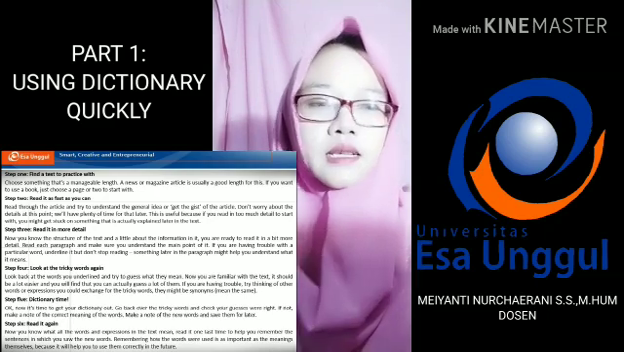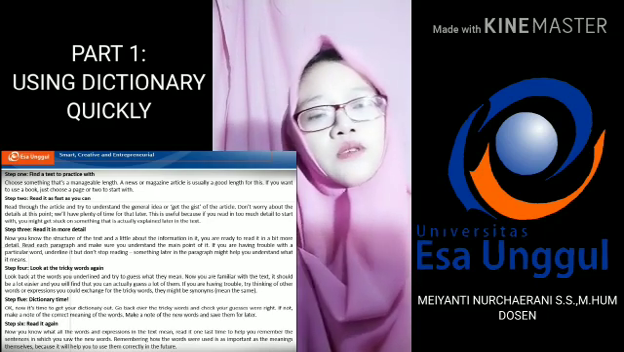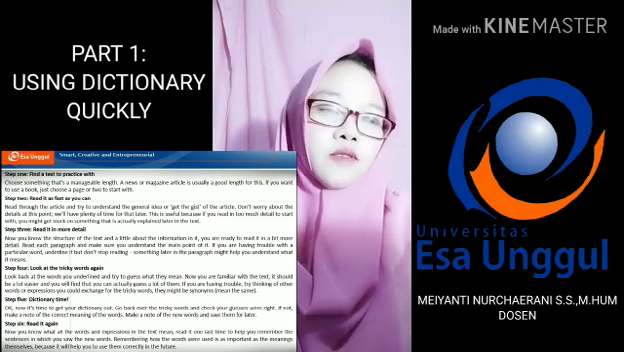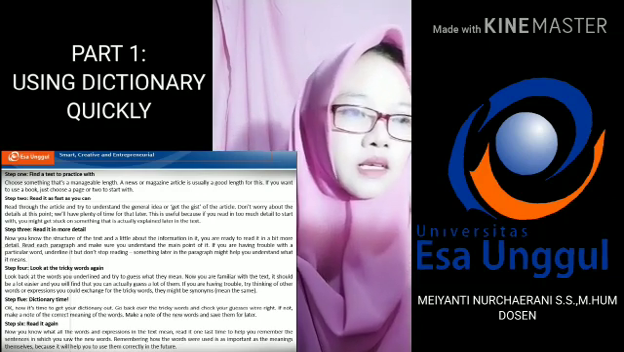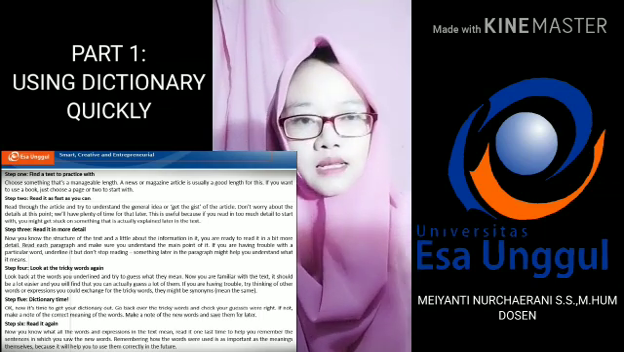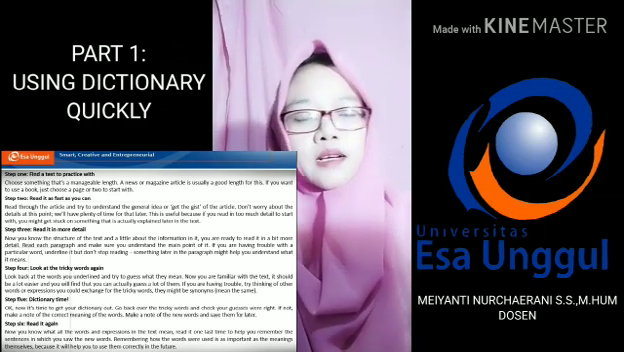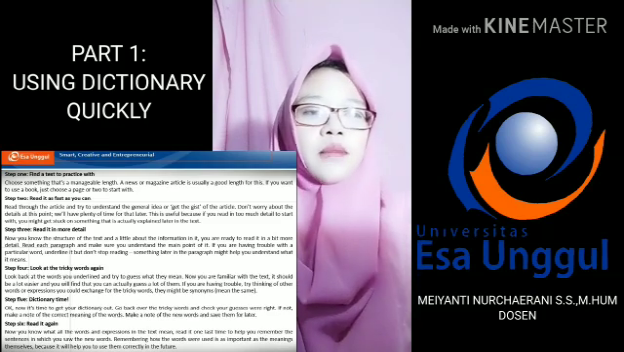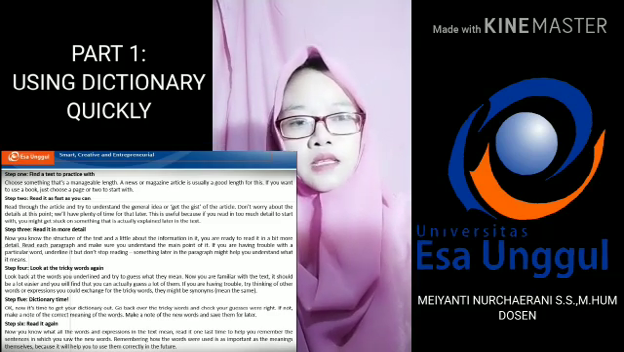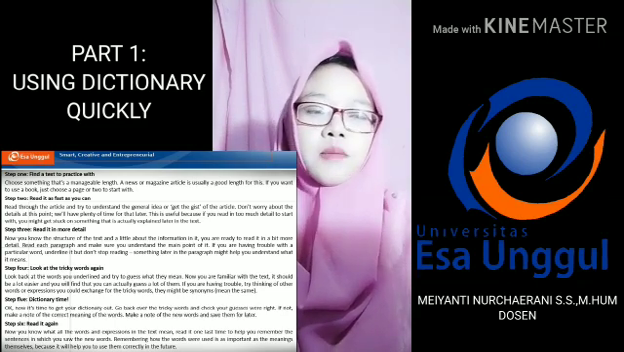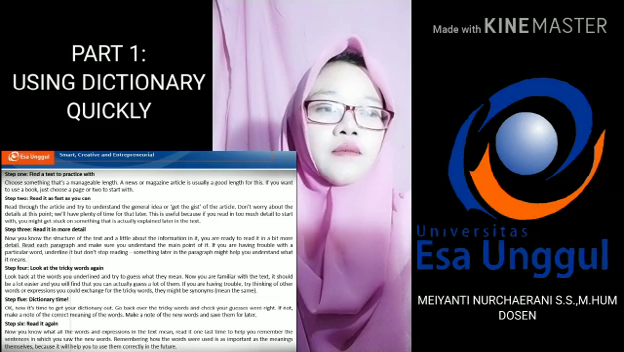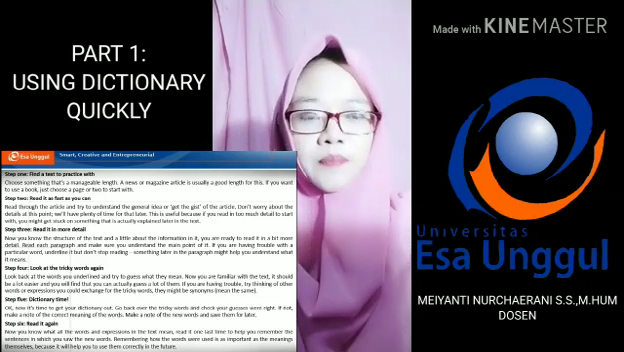Step 3. Read it in more detail. Now you know the structure of the text and a little about the information in it. You are ready to read it in a bit more detail. Read each paragraph and make sure you understand the main point of it. And then if you are having trouble with a particular word, underline it but don't stop reading. Something later in the paragraph might help you understand what it means.